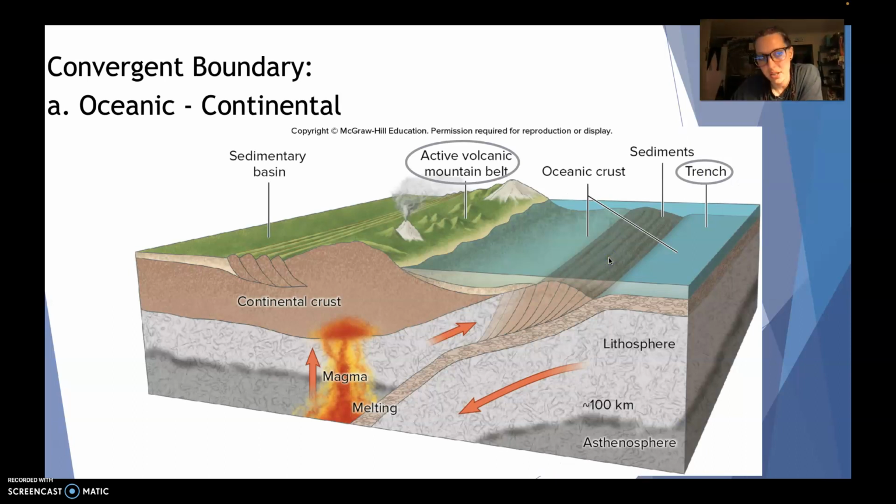So the first one is our oceanic to continental boundary. So we have our ocean crust here on the right-hand side, smooshing into the continental crust. And oftentimes we have an active volcanic mountain belt on the continental side. And then we also see these kind of interesting little folds here happening in the land, or in the crust, both on land and underwater.